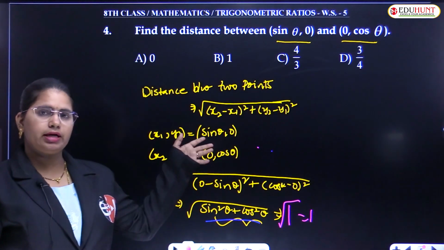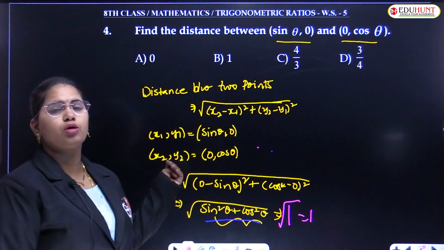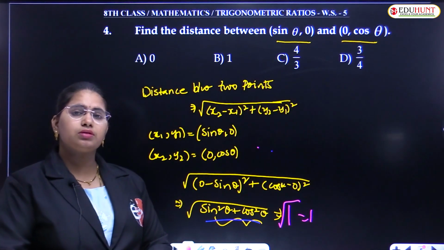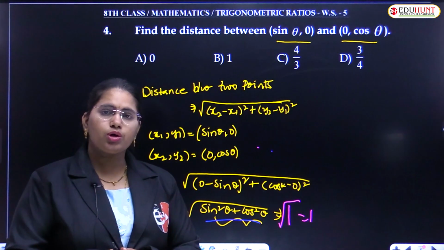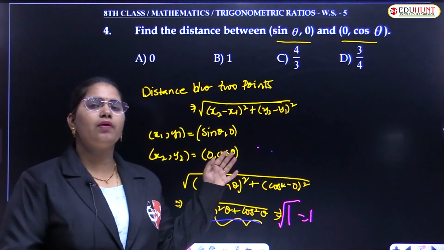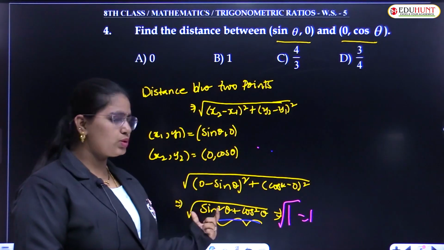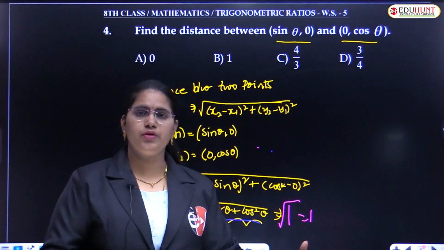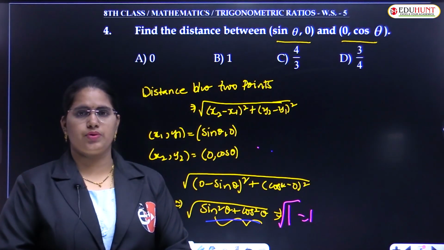So let's explain this problem once again. We have the 2 points sin theta comma 0 and 0 comma cos theta. Here they were asking you to find the distance between these 2 points. The distance can be calculated as root over (x2 minus x1) whole square plus (y2 minus y1) whole square. I have x1 y1 and x2 y2, so I substituted in the distance formula and got sin square theta plus cos square theta. This is one of the trigonometric identities, and root 1 is always equal to 1. Have a glance at the problem so that we can get to the next one.